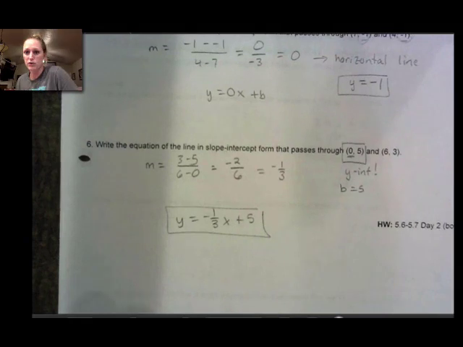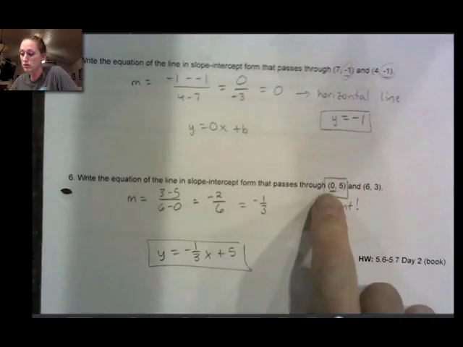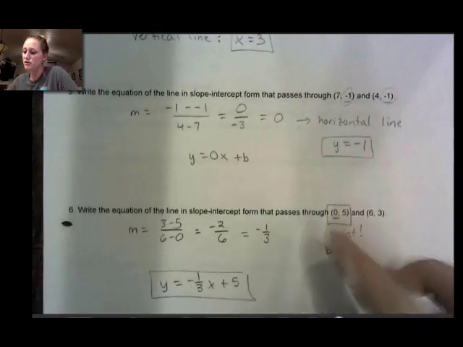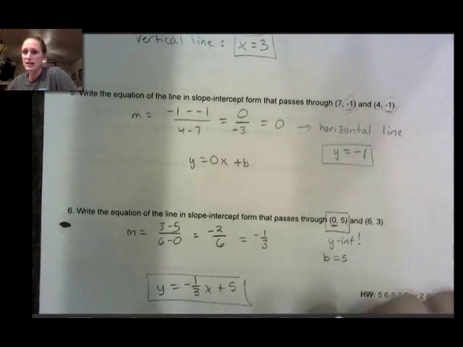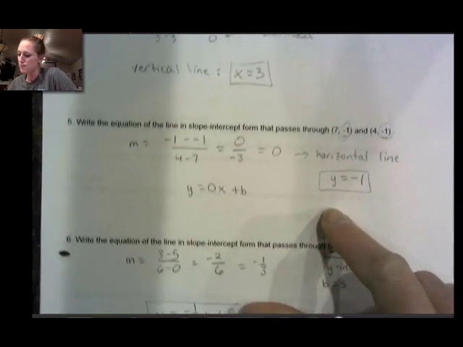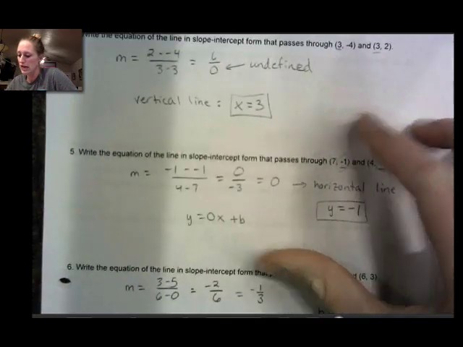All right, guys, so all of that was using 2 points to write an equation. Couple things just to remember to look for. If you see 0 and then a number, that's your b, that's your y-intercept. If you see matching y's, it's a horizontal line through that number, so y equals that number. If you see matching x's, it's a vertical line, and it's x equals that matching number.